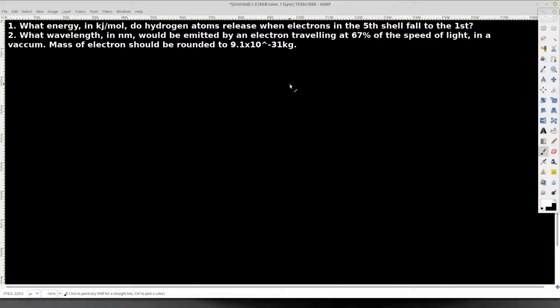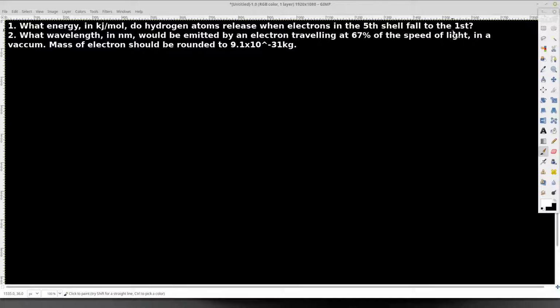All right, here it says, what energy in kilojoules per mole do hydrogen atoms release when electrons in the fifth shell fall to the first? Okay, in this problem, since they're asking us about energy, the first thing I thought of was the energy of a photon. But after that I couldn't remember about the shells. I remember there was a formula that we used, but I couldn't remember what that formula was called. So I had to look up that formula.